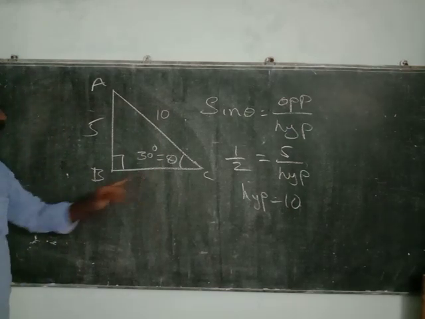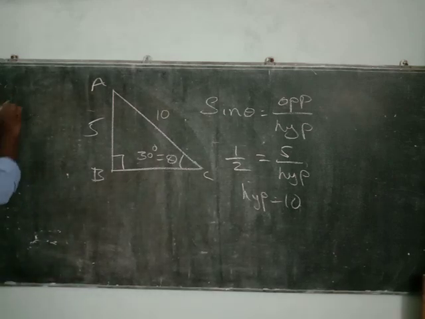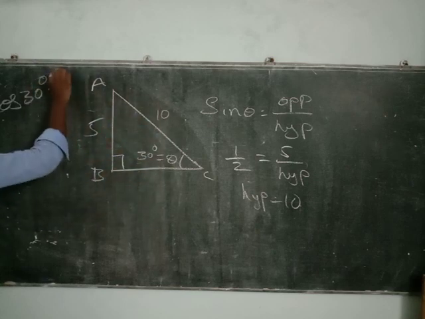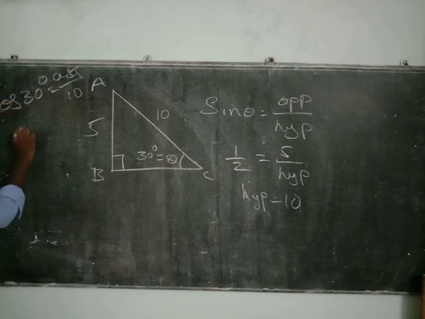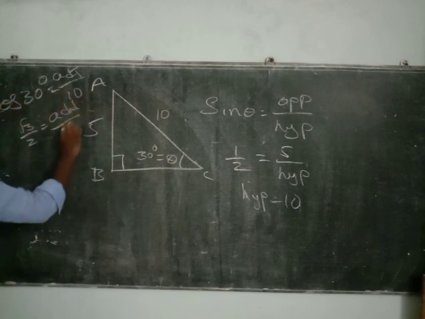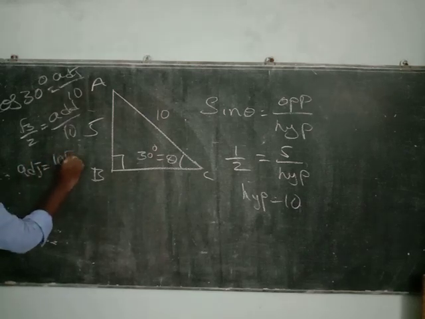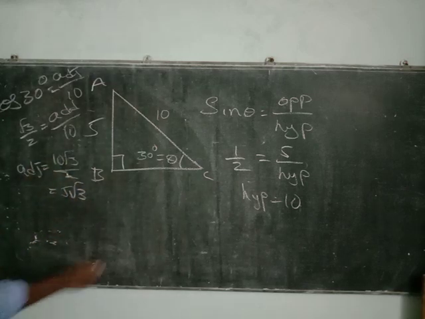Now how to find this value? You can use cos here. So you can take cos 30. Cos 30 degrees is equal to adjacent by hypotenuse. Hypotenuse is 10. Cos 30 degrees is root 3 by 2, that is equal to adjacent by 10. Adjacent value is equal to 10 root 3 by 2, that is equal to 5 root 3.